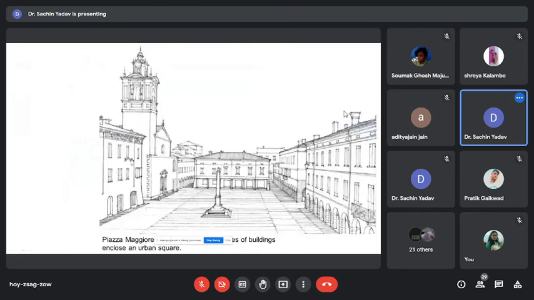Just see, this piazza was enclosed by a group of buildings, right? So that is also a kind of volume where a large number of people can come and join for any event, right?